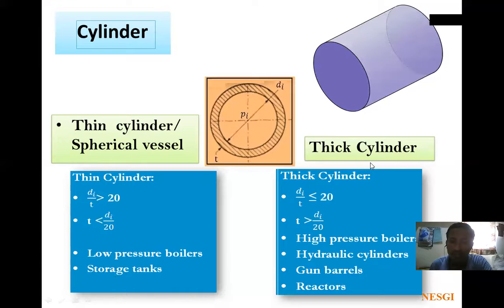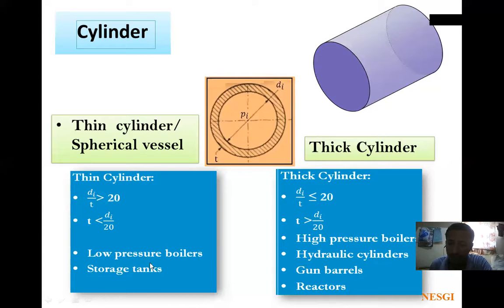Next, thick cylinder. Here di by t is less than or equal to 20, or you can say t is greater than di by 20. This type of cylinder is used in high pressure boilers, hydraulic cylinders, gun barrels, and reactors. For ease of remembering, remember this equation: t is less than di by 20 for thin cylinder, and for thick cylinder, t is greater than di by 20.